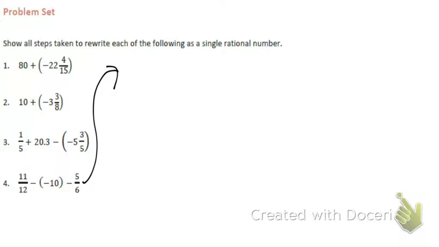So for 4 here, 11/12. I'm going to do a couple steps at the same time because I think you guys are bright and can follow along and keep up. Subtracting negative 10 is the same as adding 10, right? Then I'm going to do plus again, negative 5/6. I just changed everything from subtraction to addition, adding the opposite, right? So subtracting 5/6 is the same as adding negative 5/6.